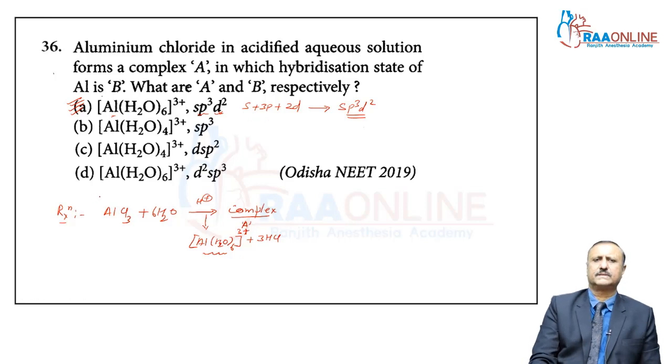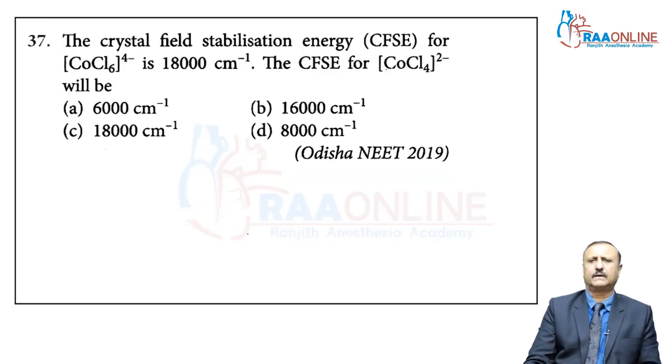So you can see here aluminum chloride reacts with water in the presence of H plus ions to form this complex, and the hybridization is sp3d2. So for question number 36, the answer is A. Now we can go to question number 37.